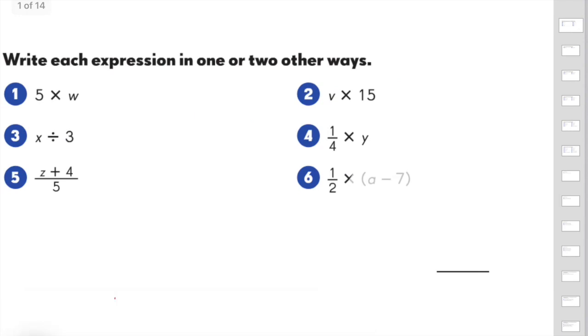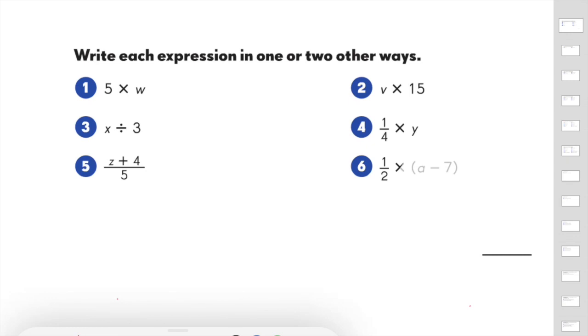Number 2, V times 15. Well, we could have 15 times V. We could have V groups of 15, or 15 groups of V. You could also write 15V.